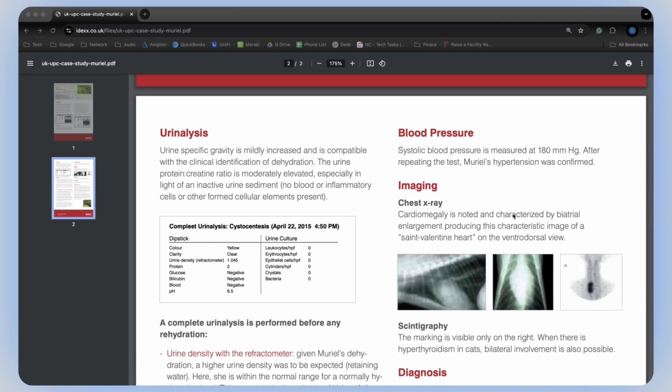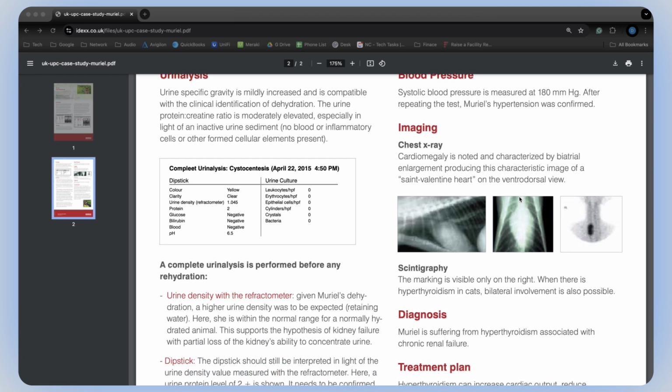Looks like we did a systolic blood pressure. Remember, systolic is when things are contracting. Diastolic is when they're dilating. So this was when the heart was contracting. It's at 180 millimeters of mercury, and it looks like we tested it again, and it was confirmation of hypertension, which we know, like I've already said, that blood pressure and kidneys do correlate.